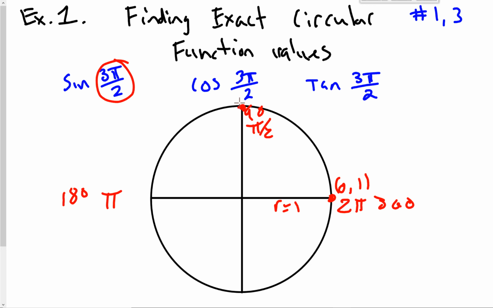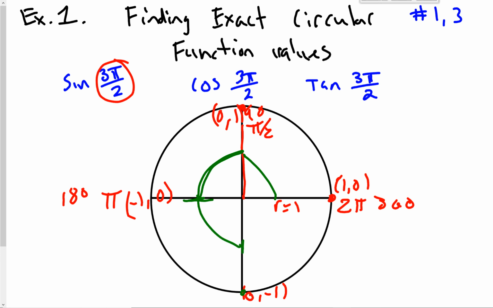This point right here is 0, 1. Oh, switch these, sorry. This is 1, 0. This is 0, 1. This is negative 1, 0. Down here is 0, negative 1. Looking at 3 halves pi, 90 degrees is half a pi, so this is 1 half of pi, 2 halves of pi, 3 halves of pi. So I'm down at this point right here.